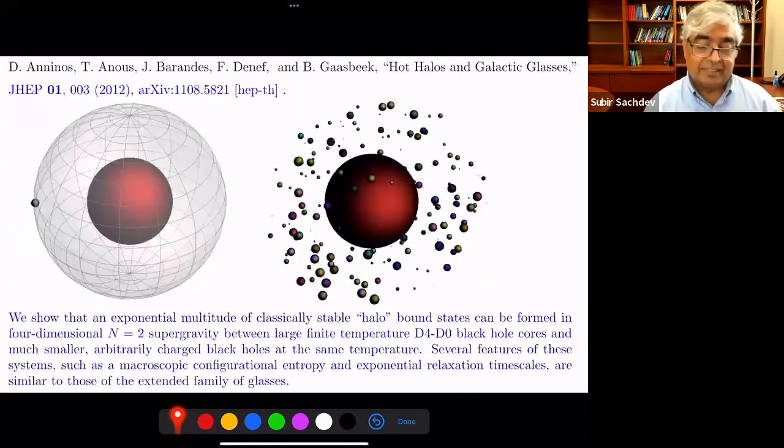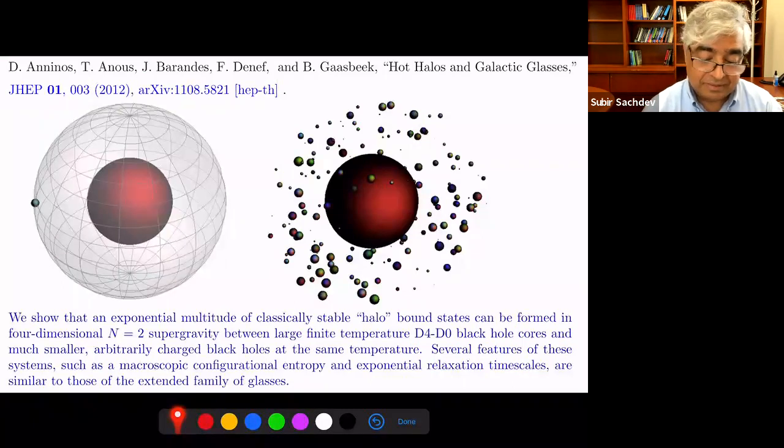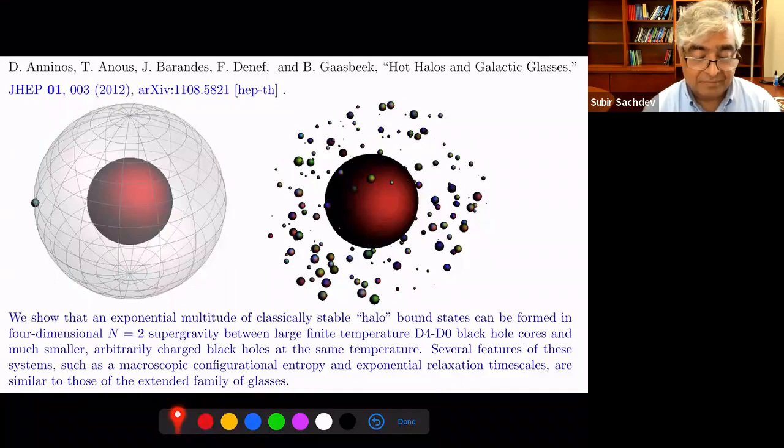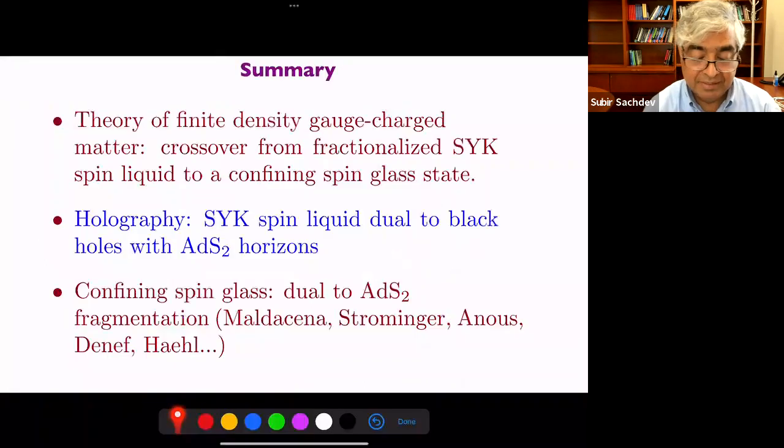In fact, the connection between this fragmentation and spin glasses was pointed out by Anninos and Denef and others, who discussed a lot of this in papers that I don't fully understand. But anyway, they found multi-centered black hole solutions, which are extensively degenerate in supersymmetric theories.